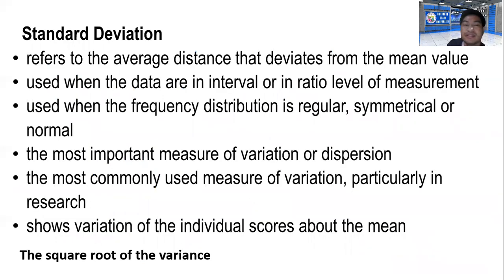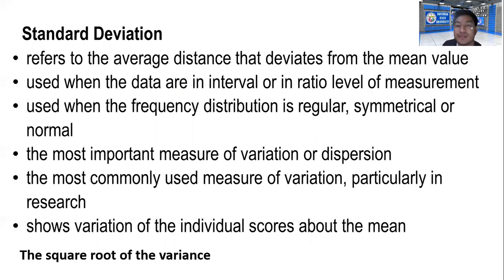So for example, let's talk first of standard deviation, and we'll have an example later. Here, standard deviation refers to the average distance that deviates from the mean value. It is used when the data are interval or ratio level of measurement. It is used when the frequency distribution is regular, symmetrical, or normal. The most important measure of variation or dispersion is standard deviation.